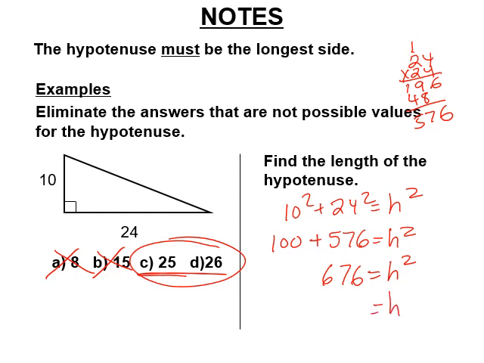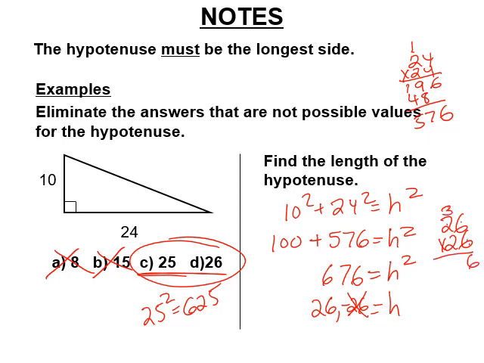Hopefully you realize that we know that 25 times 25 is 625. So I'll bet it's 26. Let's just double check. 6 times 6 is 36. 6 times 2 is 12 plus 3 is 15. 2 times 6 is 12. 2 times 2 is 4 plus 1 is 5. Yes, 26 squared was 676.